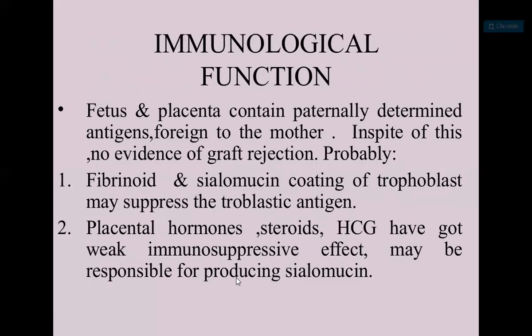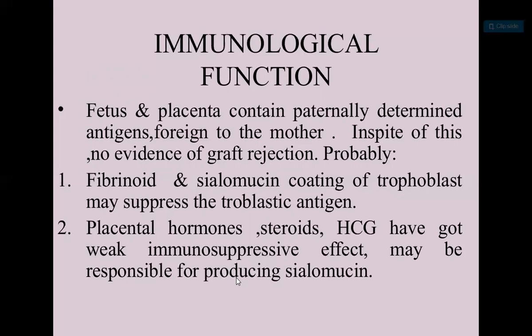Then immunological function. Yes, it acts as an immunological organ. The fetus and placenta contain paternally determined antigens foreign to the mother. In spite of this, there is no evidence of graft rejection. So the fibrinoid and sialomucin coating of the trophoblast may suppress the trophoblastic antigen. Placental hormones, that is steroids, HCG, estrogen, progesterone, have a weak immunosuppressive effect and may be responsible for producing sialomucin.